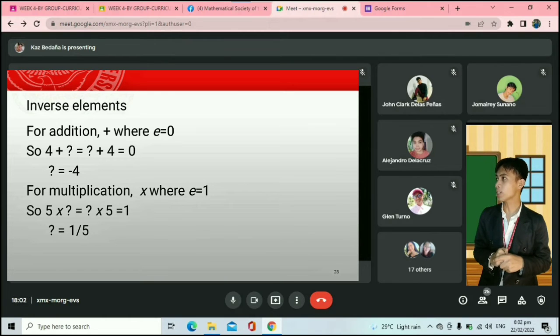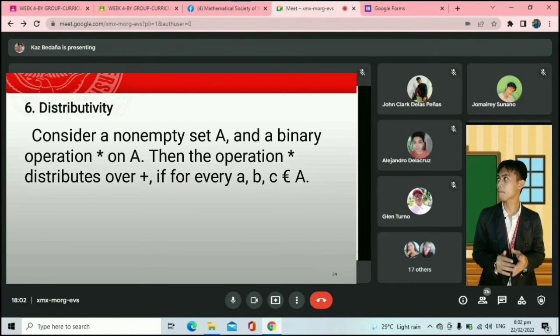And for multiplication, what is the inverse for 5? The inverse for 5 is 1 over 5. So if we multiply 5 times 1 over 5, it will result to 1, which is the identity element. Now, the sixth one, the distributivity.